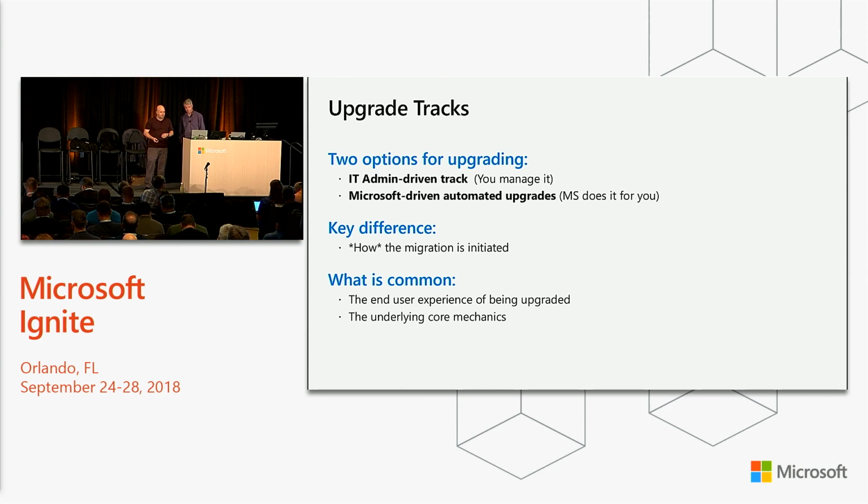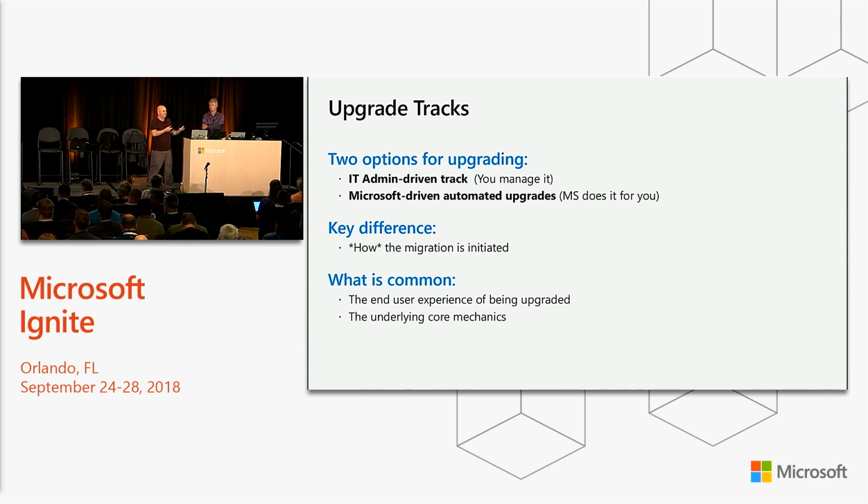Not that much, but. Okay, so let's talk a little about planning your migration and these things we call upgrade tracks. We actually have two different tracks, whatever you want to call them, for upgrading. There's what we call the IT admin-driven track, which is frankly what we assume all of you in this room are going to be doing and what all of this has been about describing. But there's also something called a Microsoft-driven automated upgrade, where Microsoft can do the upgrade for you. And the main thing I want to do is just give you a brief overview of what that is so that you're not surprised by it later, right?